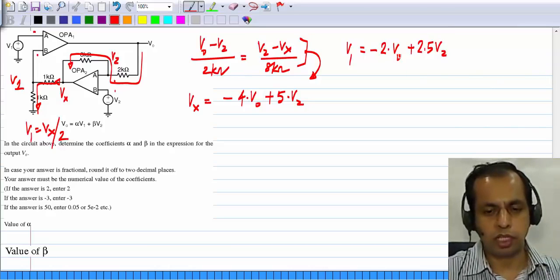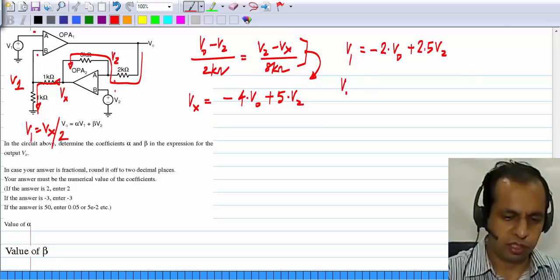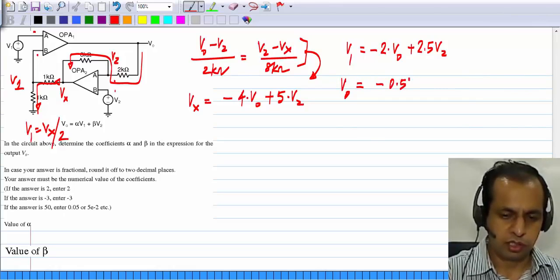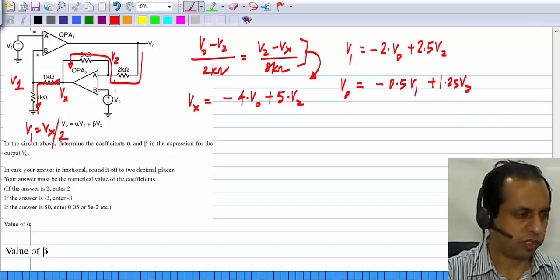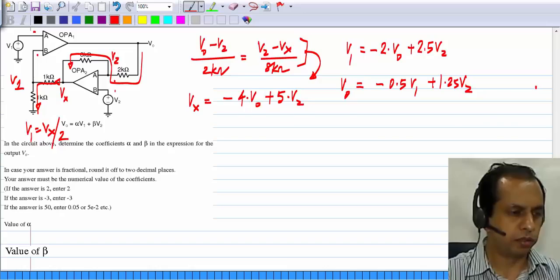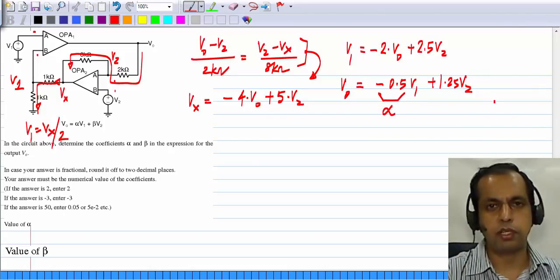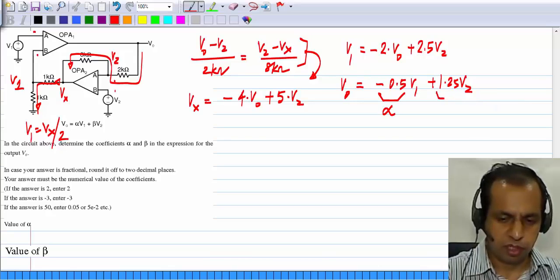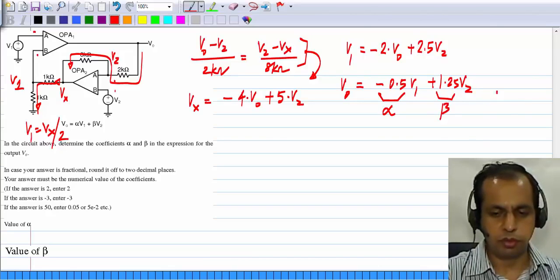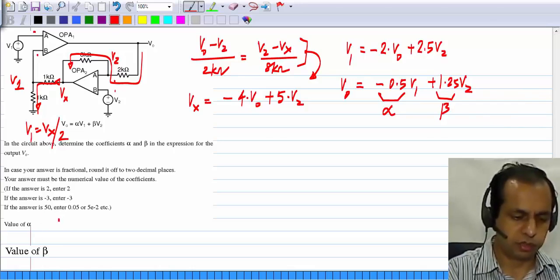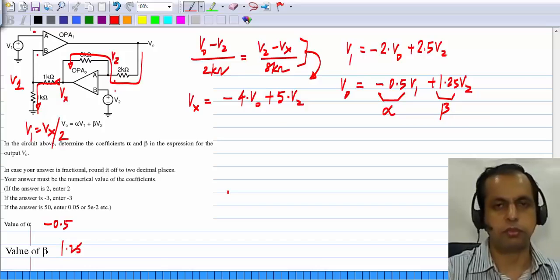What do I want? I want the expression for V0. So if I take it to the left side, I get V0 to be minus 0.5 times V1 plus 1.25 times V2. So alpha, which is the coefficient of V1, is minus 0.5. Beta, which is the coefficient of V2, is 1.25. So the second question is about alpha. So this is minus 0.5, this is 1.25.